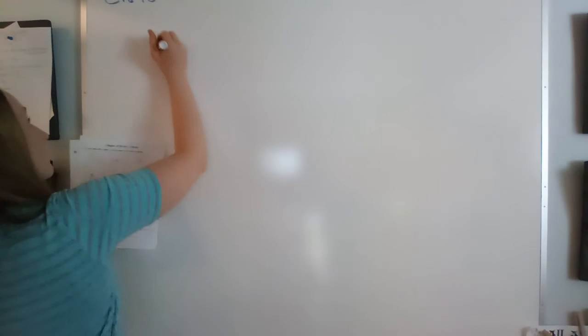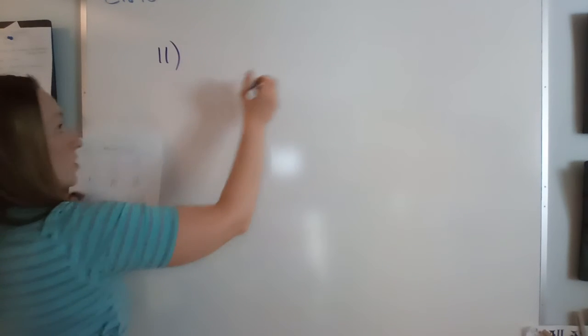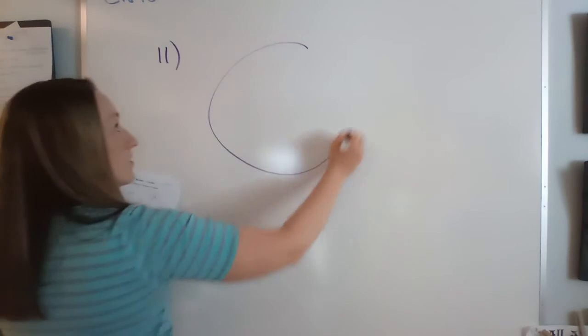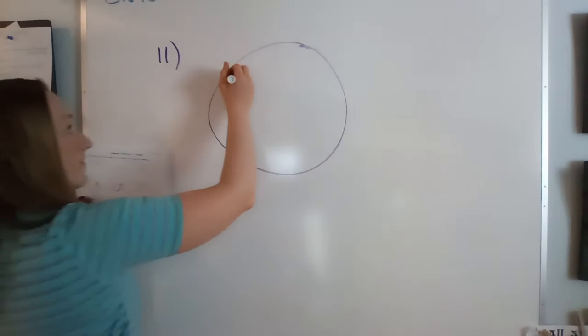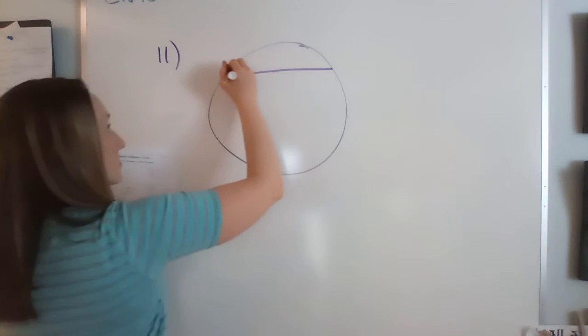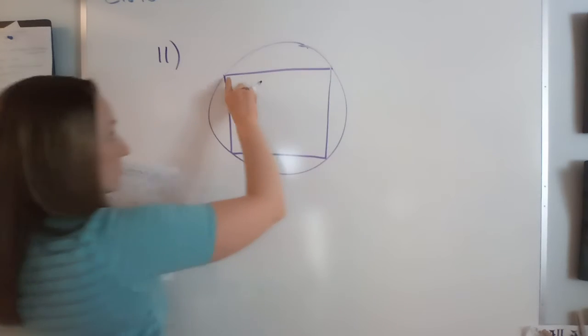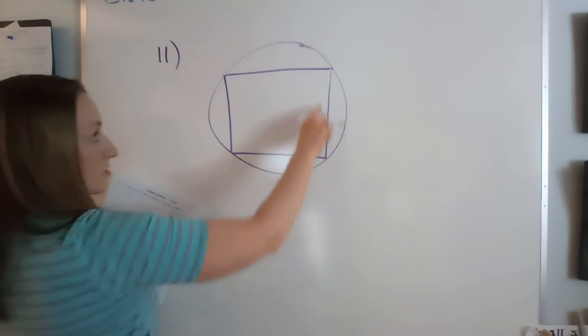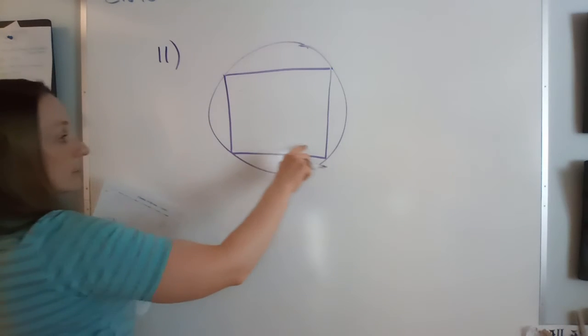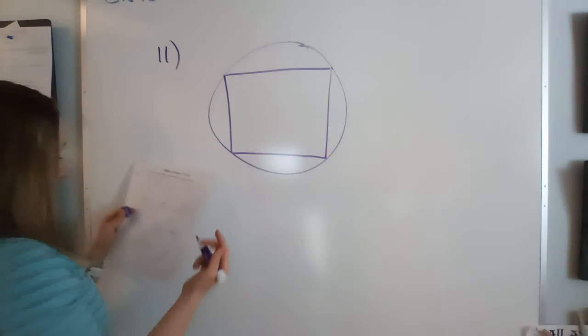All right, so number 11. We have a circle and we have a quad inscribed in the circle. Each of these angles is on the circle. Each of them are inscribed angles. That's one thing to remember, okay?